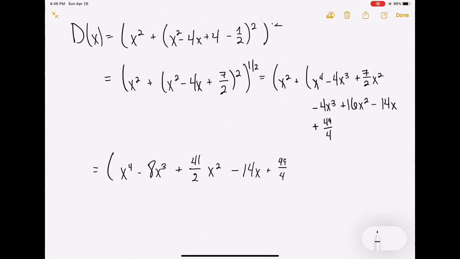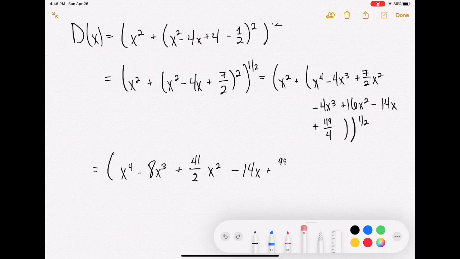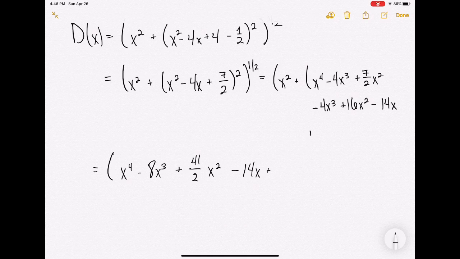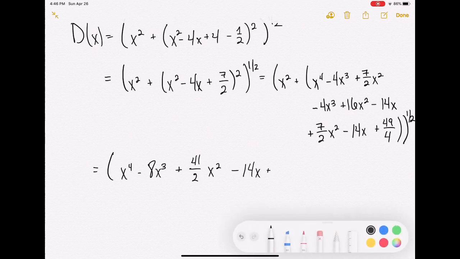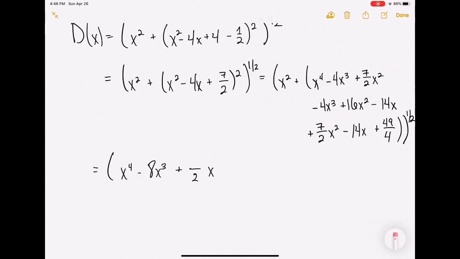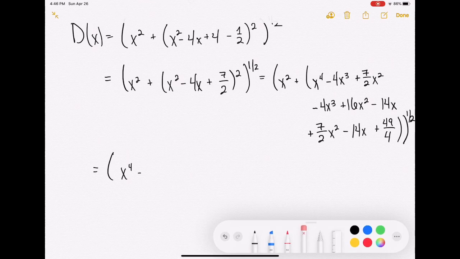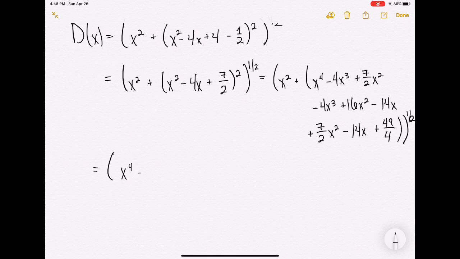49/4 we have. So what I was actually doing here was I was foiling these piece by piece. This is plus 7/2 x squared minus 14x plus 49/4. Okay, there's actually the end of it. And so these are all wrong. There's a reason why I give you such hard problems on these exams, so that come the final you don't hate me. Okay, so x cubed, we got that right.